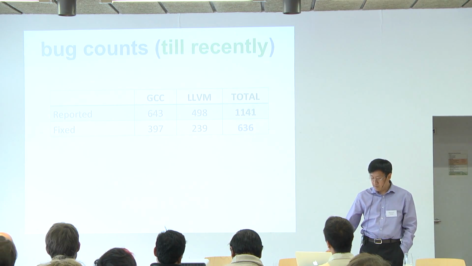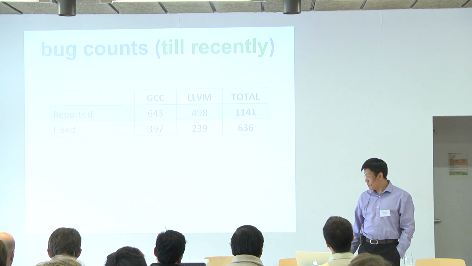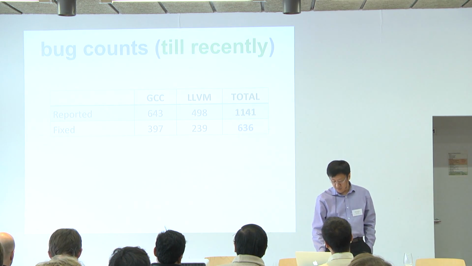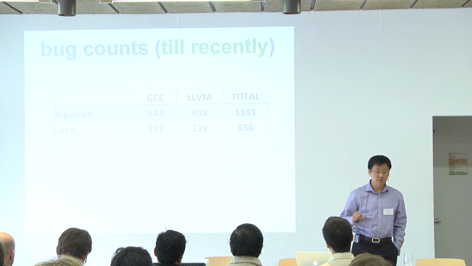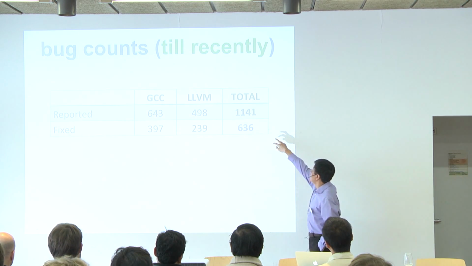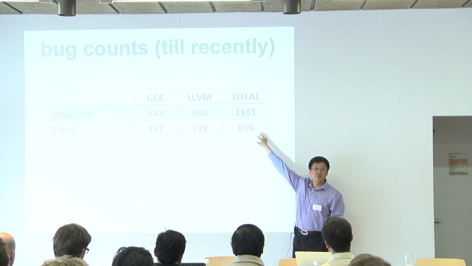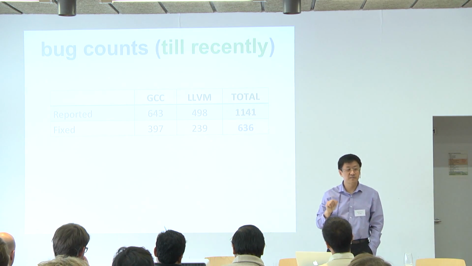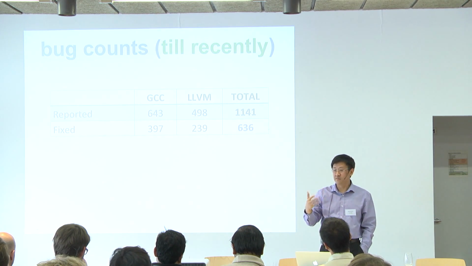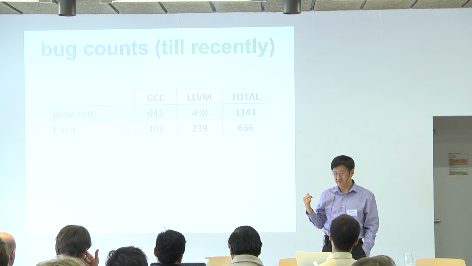We kept up our testing effort over the last three years. Till very recently, we have 1,141 bugs, and out of those, 636 have already been fixed. Here I want to clarify that every one of these 636 fixed bugs is unique. No duplicates. Each one points to a unique bug that they have fixed. If there's a duplicate, the developers will be very eager to mark it as a duplicate. These are all marked as fixed.